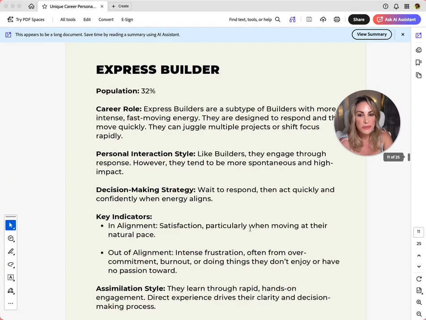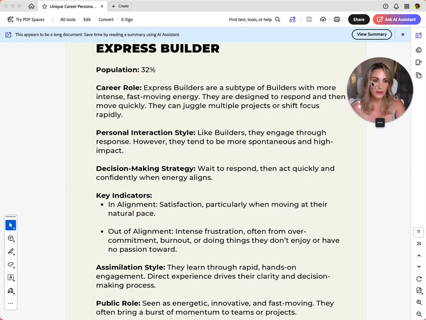Okay, and then the express builders are basically a builder, but with this intense, fast-moving energy. You can juggle multiple things at the same time and skip steps, move quickly, shift projects, shift focus, have multiple talents, multiple passions. I'd be doing them all at the same time. I mean, you can look at Justin Bieber, for example. He's got his singing career, and he's a skateboarder, and he's a dancer, and he's creating all these different companies.